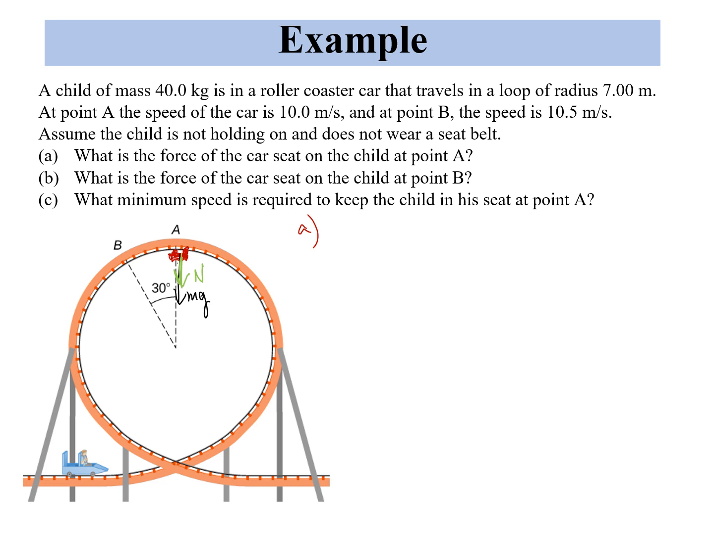Alright, so we'll take this diagram and apply Newton's second law, which is F net equals ma. In part A, they're asking us to find the force of the car seat on the child, which is the normal force. So we are trying to solve for the normal force. Now, since this is circular motion, we have F net equals mass times centripetal acceleration.